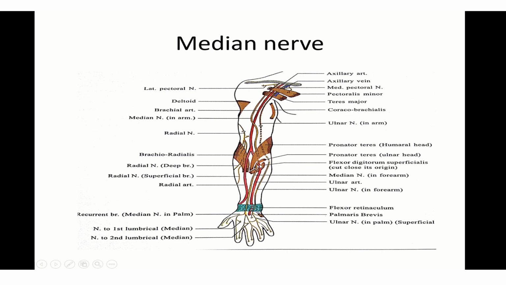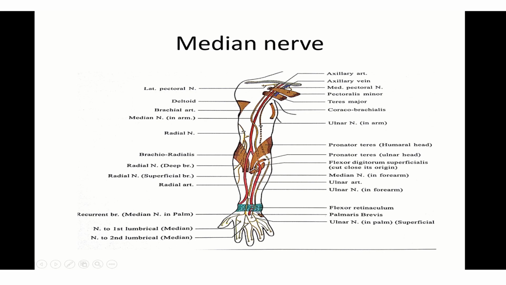Then it leaves between the two heads of pronator teres. You can see this is the deep head, this is the humeral head, and this is the ulnar head, otherwise the deep head. And you can see here the ulnar head separates the ulnar artery from the median nerve. Then you can also see the median nerve is passing through the opening in flexor digitorum superficialis. Then in the forearm it will be plastered to the posterior surface of flexor digitorum superficialis.